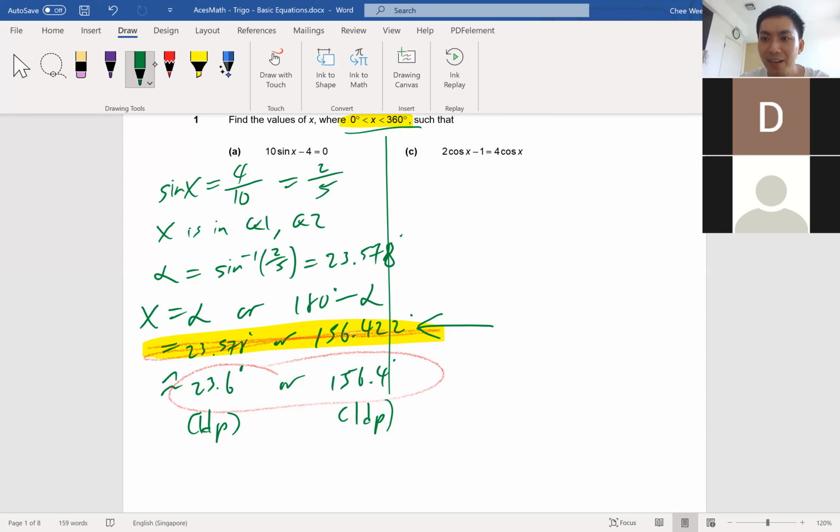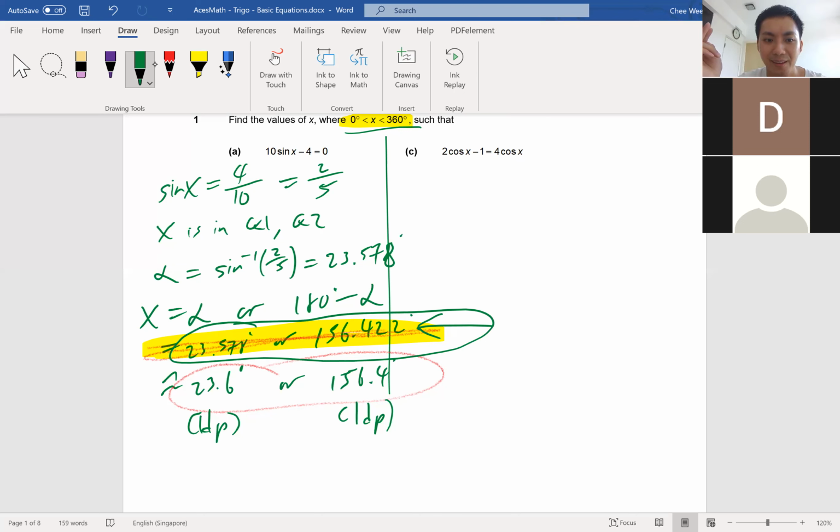Okay, so that's one. And who knows, right, in a multiple parts question, you may need to use X to solve other stuff subsequently. And if you need to use X in other parts of the question, you should not be using 23.6 and 156.4. You need to be using these two answers actually, the +2 level in terms of level of accuracy.